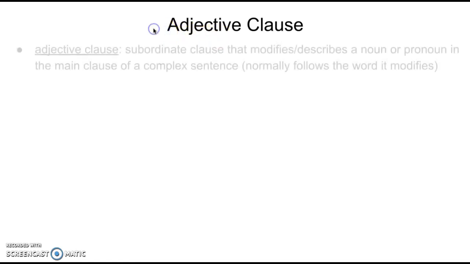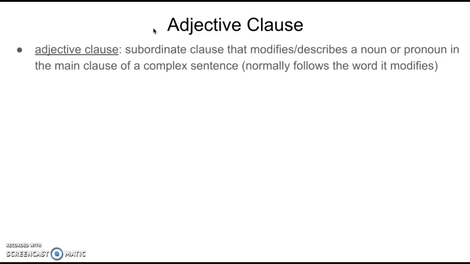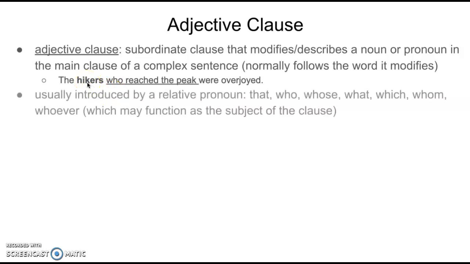Okay? So, adjective clauses: the type of subordinate clause that modifies or describes a noun or a pronoun in the main clause of the complex sentence. And it's pretty easy to spot because it normally follows the word that it modifies. Let's give an example. The hikers who reached the peak were overjoyed. The subordinate clause, who reached the peak, describes hikers, which is a noun, the simple subject, in the main clause. Because this describes a noun, that makes it an adjective clause.